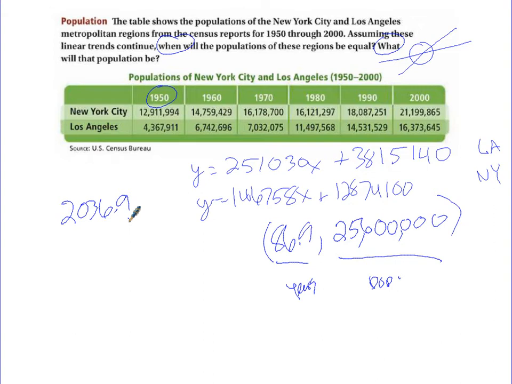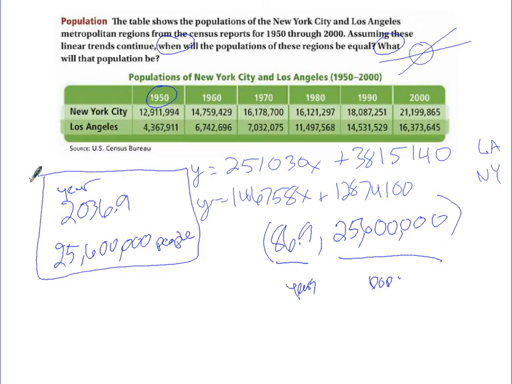And the population then will be 25,600,000 people. So I can write year 2036.9, population 25,600,000 people. The populations of New York and Los Angeles will be the same, according to this data.